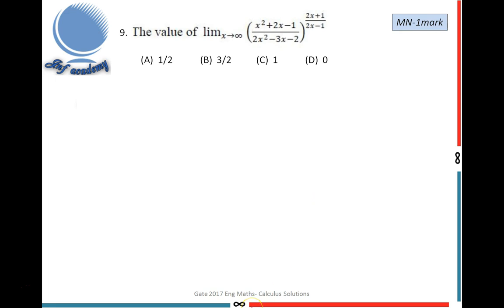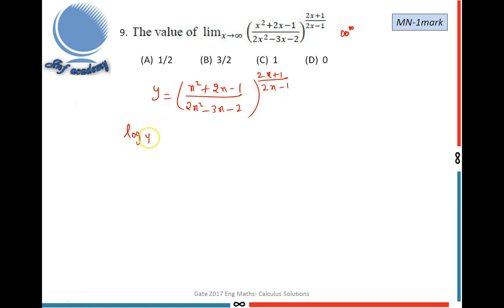This question is from the MN department. It has 1 mark. First, I substitute the limit x tends to infinity. I got infinity power infinity, so infinity power infinity form. In this case, I took the function as y. y equal to (x square plus 2x minus 1) divided by (2x square minus 3x minus 2), whole power (2x plus 1) by (2x minus 1).